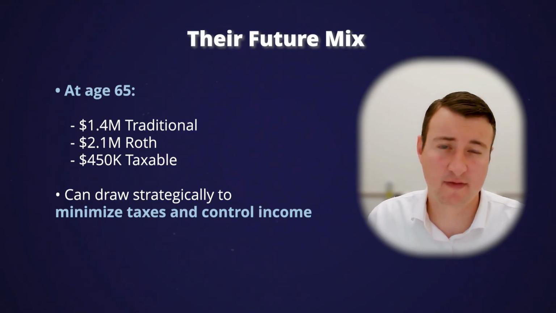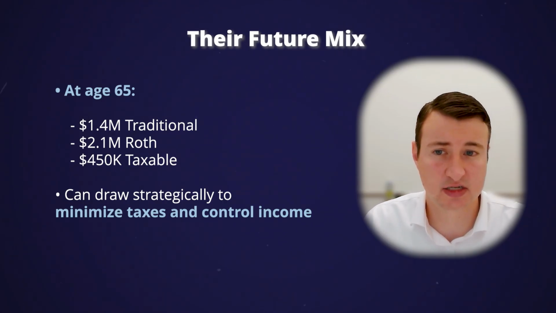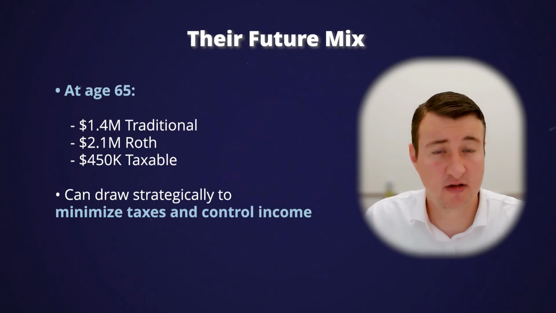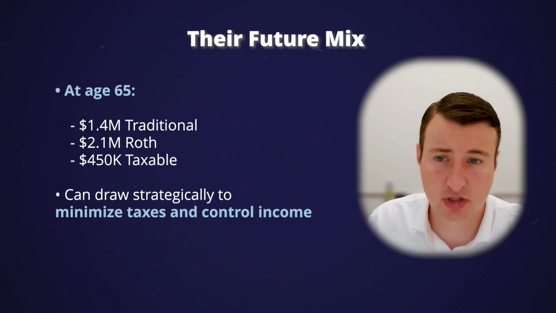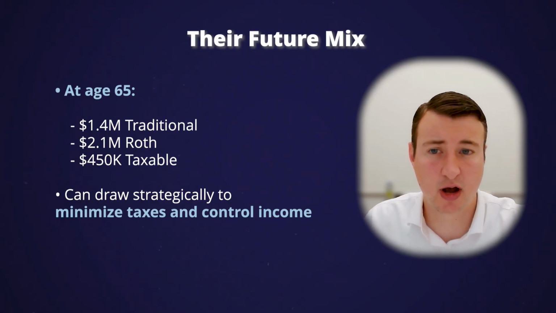By age 65, assuming they earn an 8% rate of return, here's what they're going to have. They're going to have roughly $1.4 million in traditional assets, $2.1 million in Roth, and $450,000 in taxable brokerage accounts. And this mix allows them to do a couple of different things.